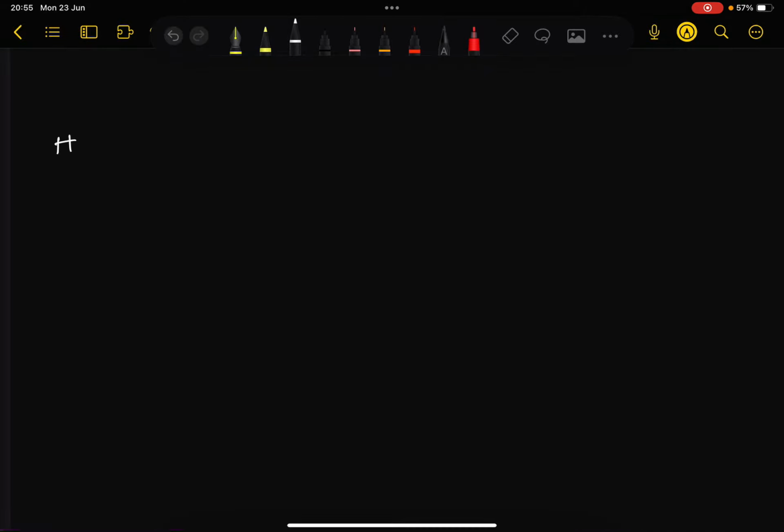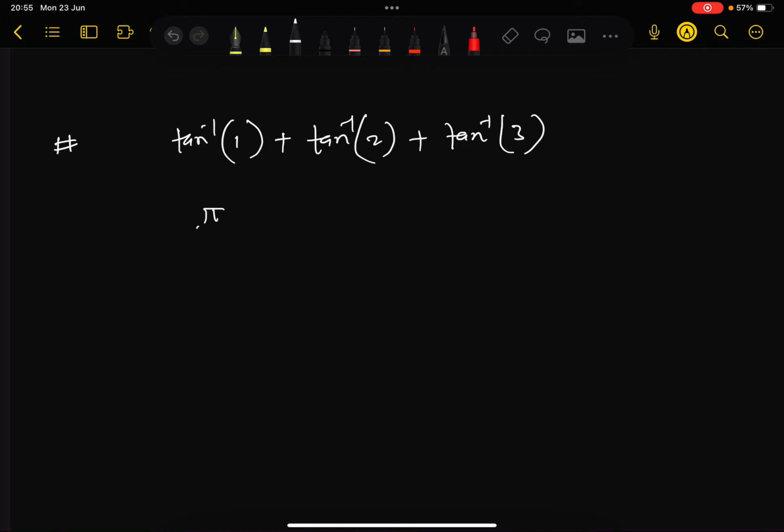Okay, so now there are some important expressions or important notes. For tan inverse 1 plus tan inverse 2 plus tan inverse 3, simplify this one. Tan inverse 1 is pi by 4, and for the rest we will use a formula. First we have to check which formula we have to use here.